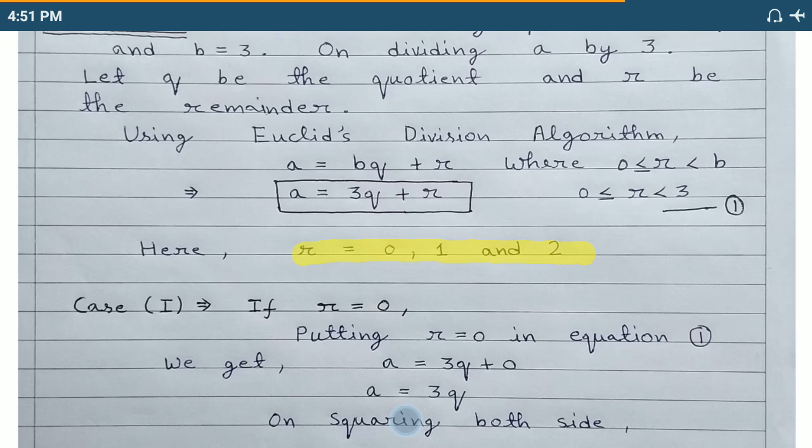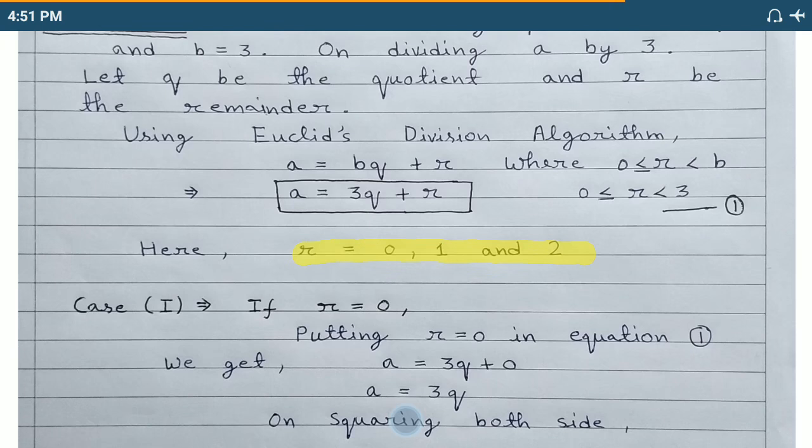But we don't want a, we want the square of any positive integer. So now we are going to square all the three numbers one by one. We have to put all the values in this equation number 1, so that we get different cases.